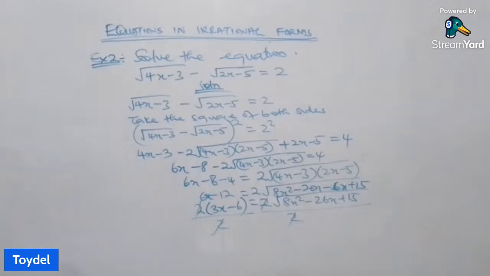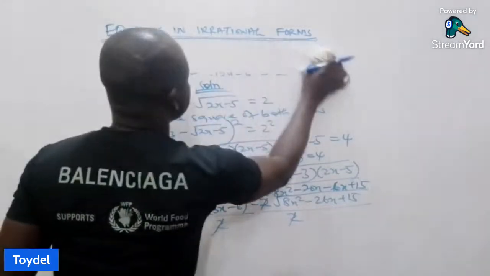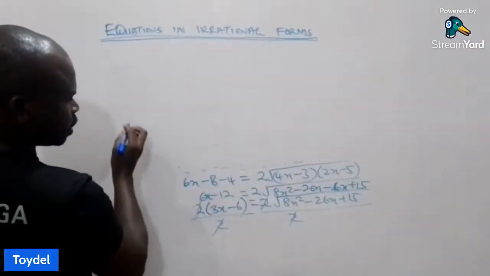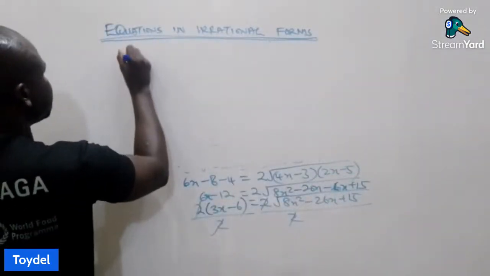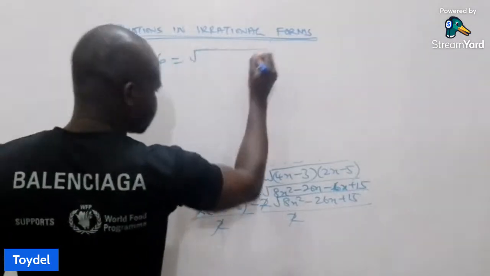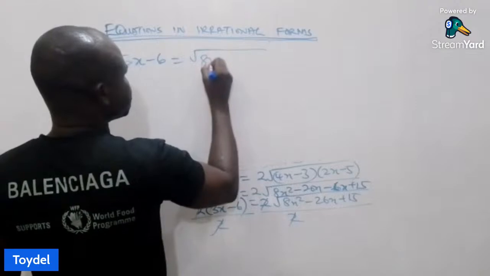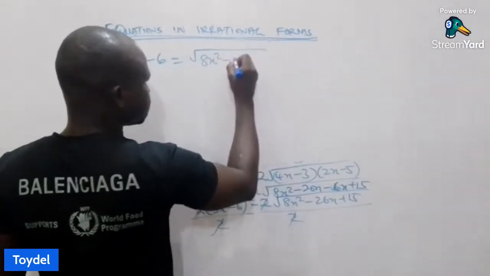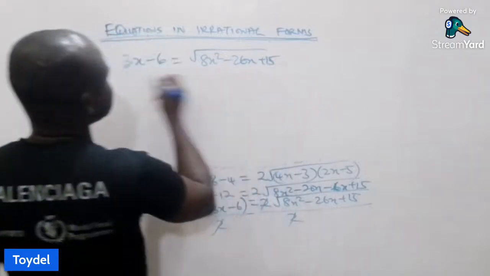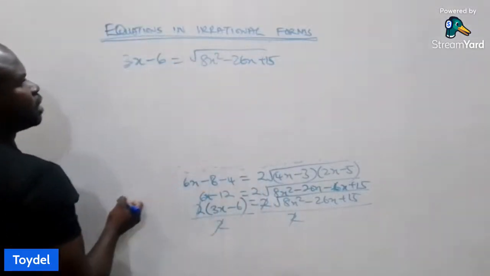I want us to look at it properly. So if that is the case, then I can actually come to this point and say 3x minus 6 is equal to the square root of 8x squared minus 26x plus 15. So from here, I can take the square of both sides again.